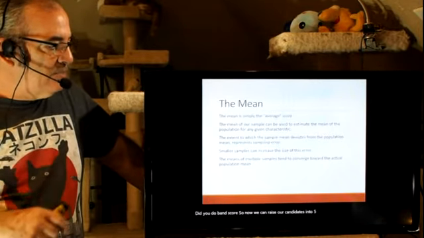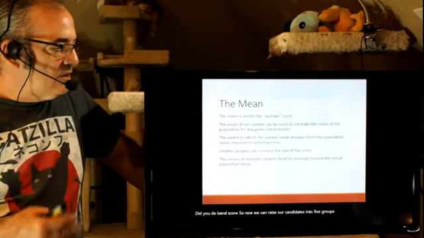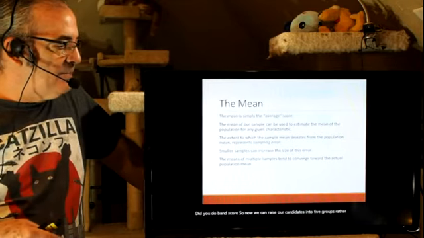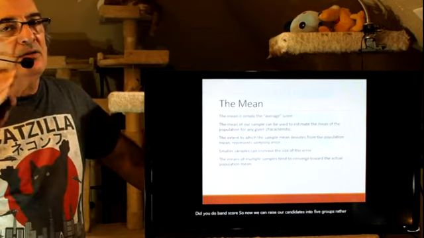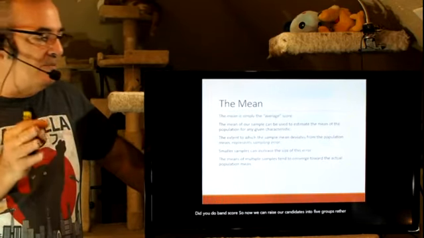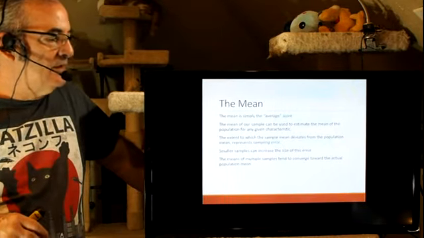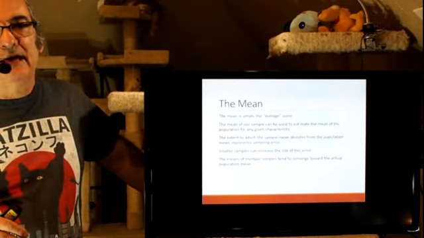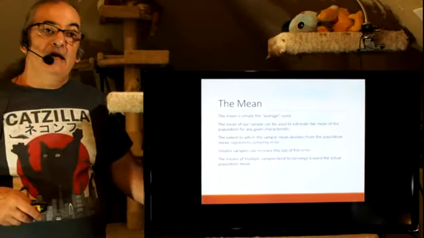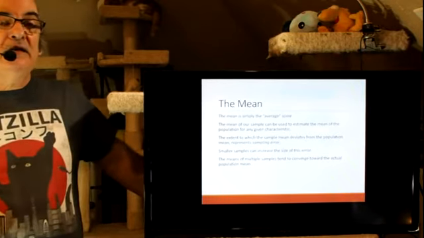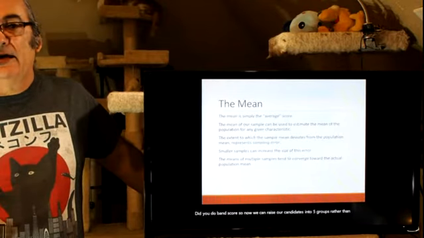Now let's move on to the mean. The mean is simply the average score. Our sample can be used to estimate the mean of the population of any given characteristic, right? But that's dependent on how closely the sample resembles the population. The extent to which the sample mean deviates from the population represents sampling error, that is, how our sample deviates from what we would expect to find in the population. And that might be a good indication of where we are advertising, where we are recruiting our candidates.